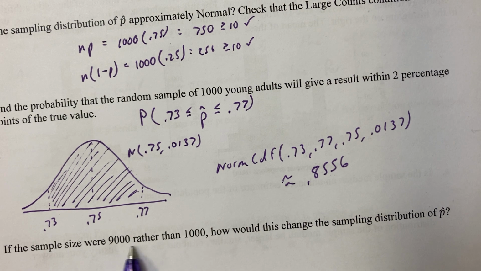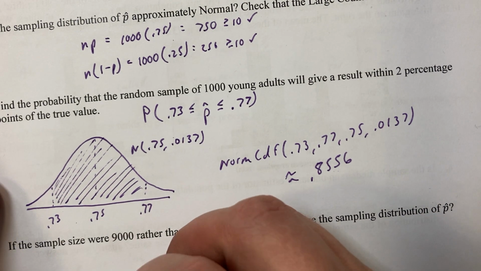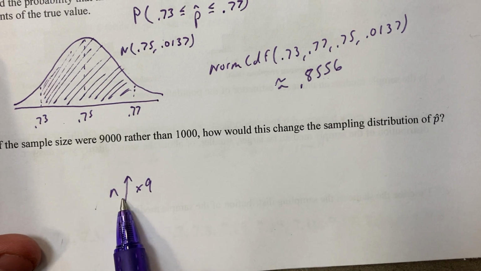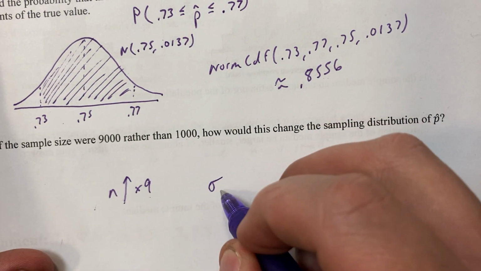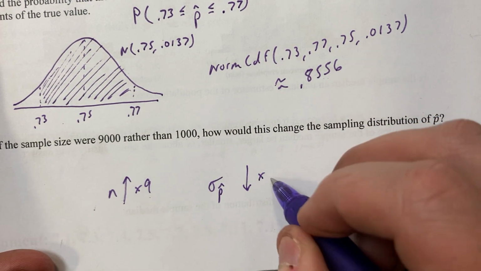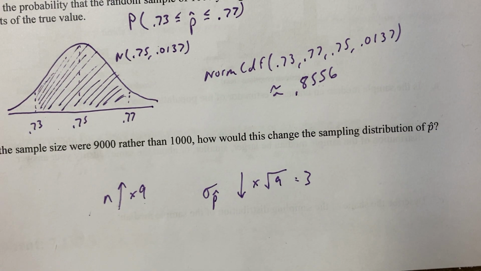If the sample size were 9,000 rather than 1,000, so N went up by a factor of 9, therefore the standard error will go down by a factor of root 9, or by 3. That's what's going to happen. All right, we did that in the warm-up. We talked about that. If your denominator increases by x, the variability will decrease by root x. So if we go up by 9, the variability will go down by 3.